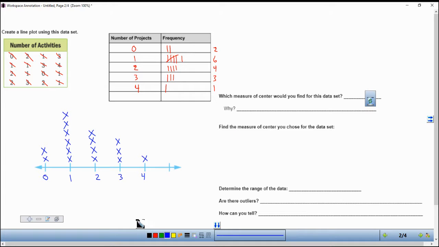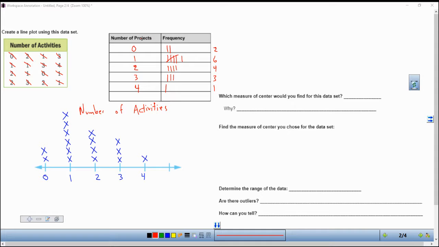A couple things we need to do here is we need a title. And I'm going to, well, this is projects. I'm not sure what this is, but we'll put number of activities. Okay, so that's going to be number of activities. I wish we had more information, but it doesn't appear that we do. So there is our beautiful line plot.